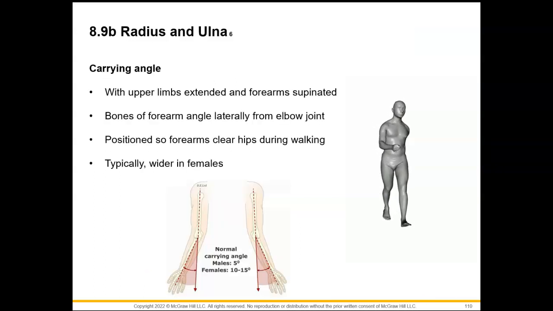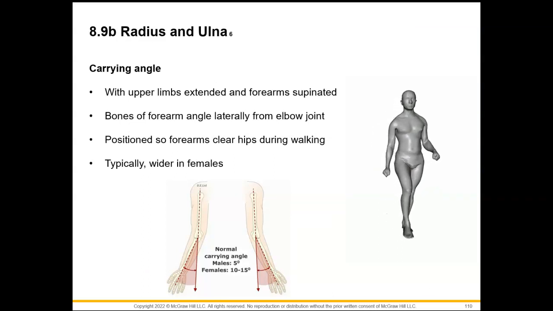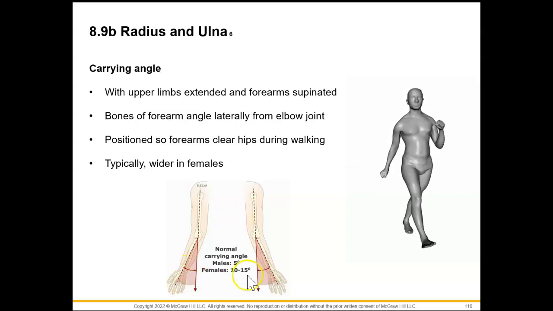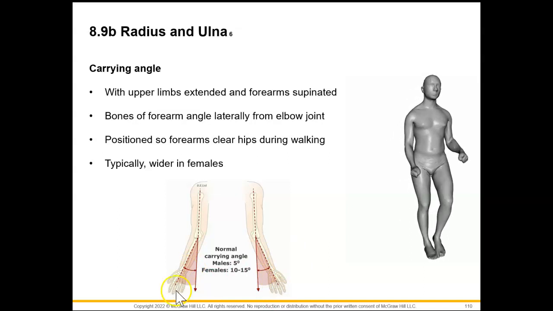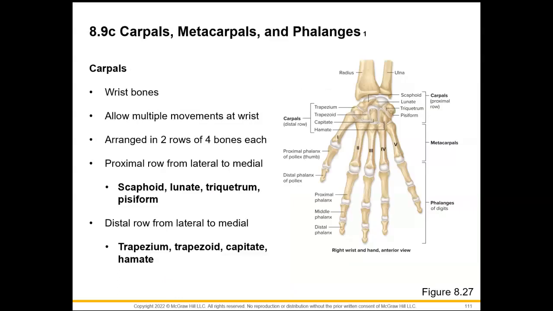And just to talk a little bit about carrying angle, with our upper limbs extended and our forearms supinated like we see in this photo down here, the bones of our forearm are going to form an angle laterally from the elbow joint. We can see that within males this is going to be about 5 degrees, and within females it will be 10 to 15 degrees. It helps to position our forearms so that we can clear our hips while we're walking. And typically this angle is wider in females.